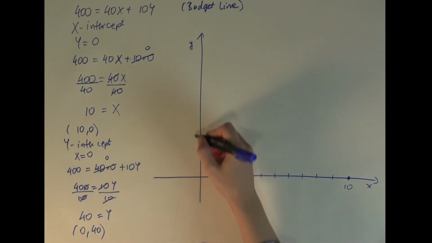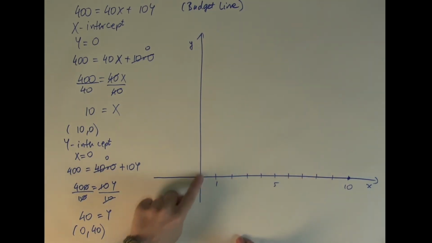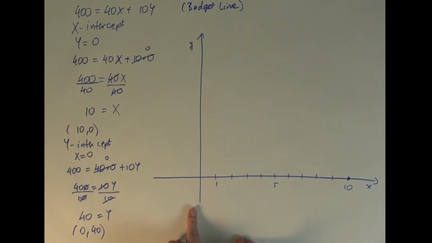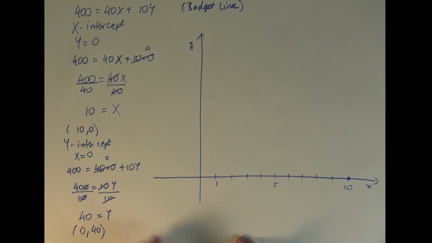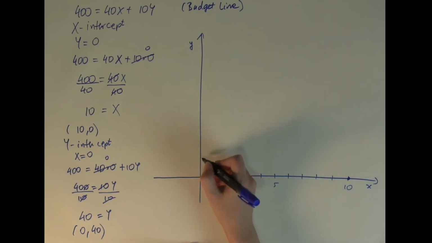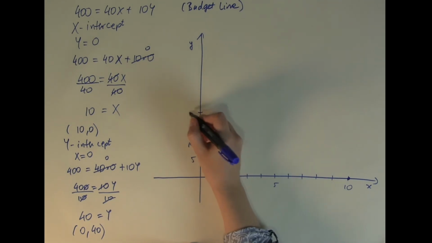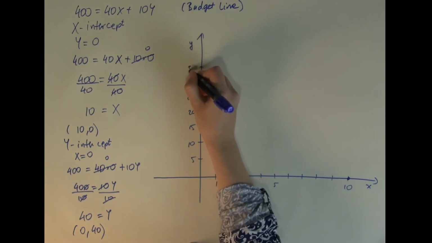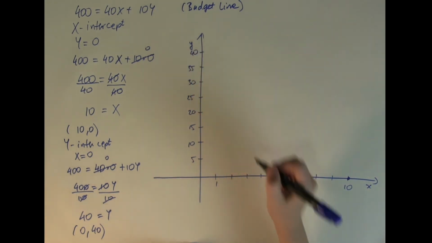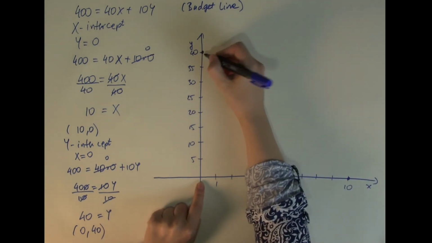But if I was to go up in ones on the y direction, I would have to draw 40 equal distances. I don't have enough space for it. So I need to think about what to do with the y direction. Well, instead of ones, I can go up in fives. So I can say 5, 10, 15, 20, 25, 30, 35, 40. And then I can pick the second point, which is (0, 40) in here.